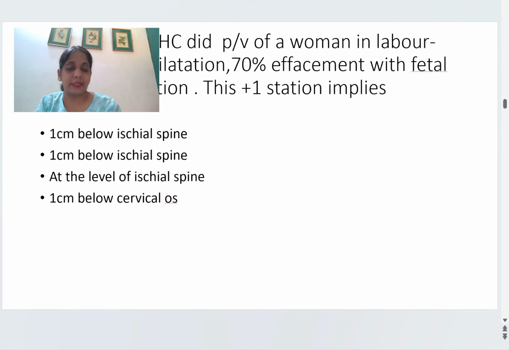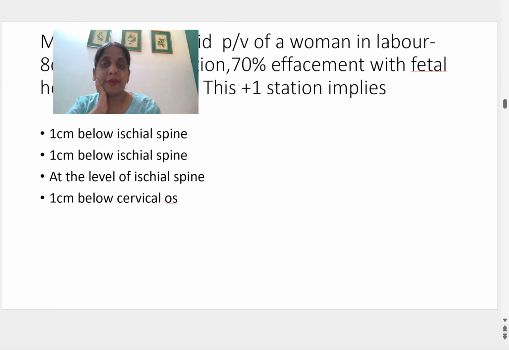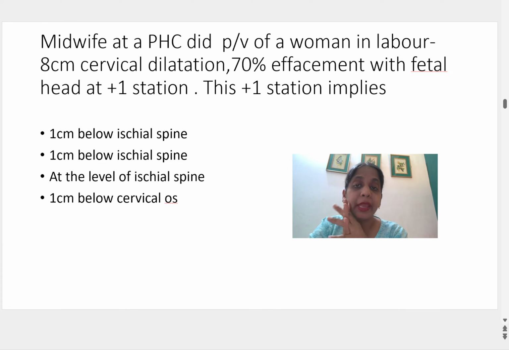A midwife at a PHC did a PV exam of a woman in labor. The patient was in labor, and the findings are 8 centimeter cervical dilatation, 70% effacement, with the fetal head at +1 station. The question was, what does this +1 station mean?